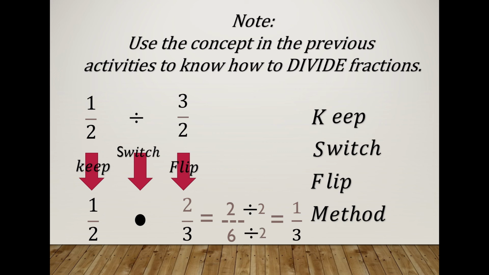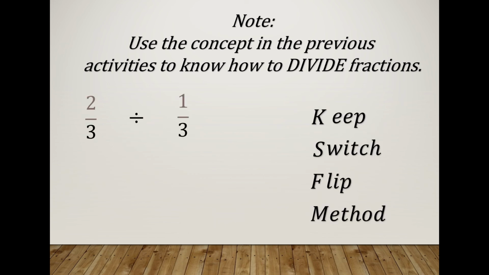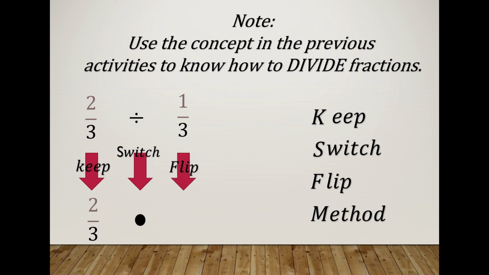Meaning, the final answer is 1 over 3. Next example. Let's say we have 2 over 3 divided by 1 over 3. So, we are going to use the KSF method. Keep the first fraction, which is 2 over 3. Switch the operation from division to multiplication. And then flip 1 over 3, it will become 3 over 1.